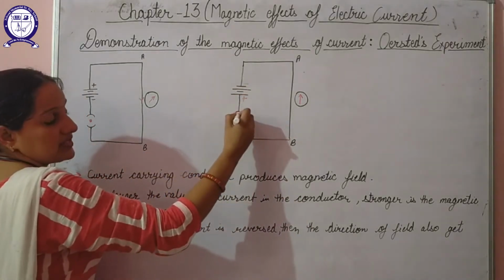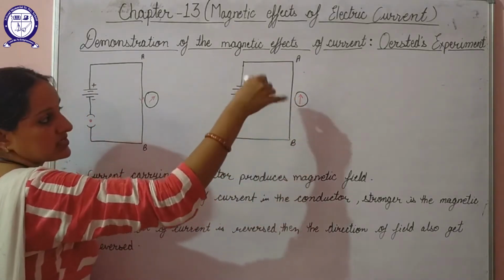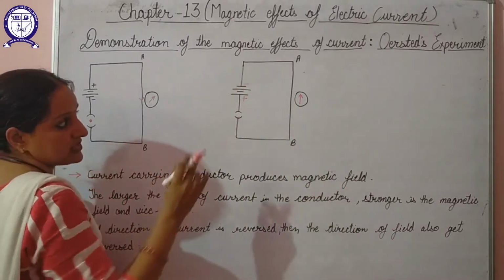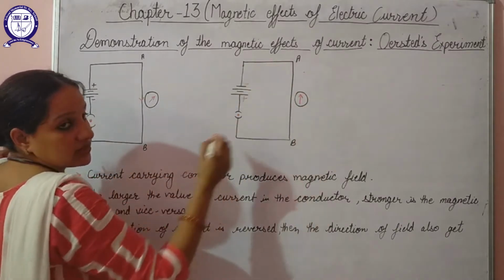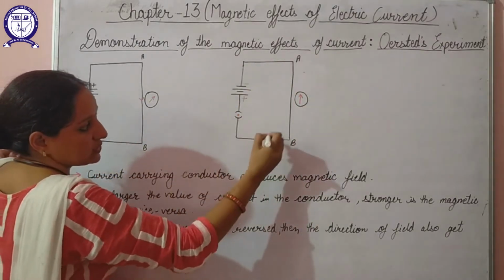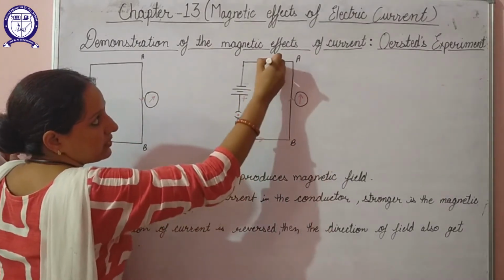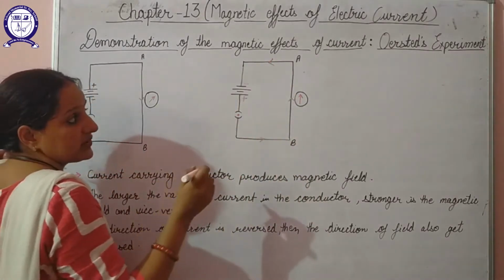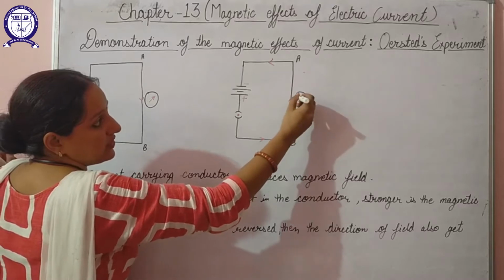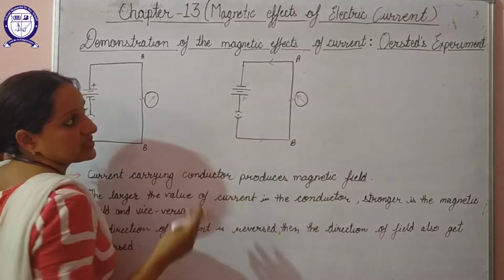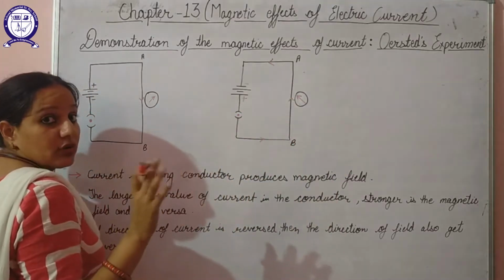Now when the key was off, again the compass was resting at the geographical north position. When the key was turned on, current starts to flow. We know that the direction of current is from the positive terminal of the battery to the negative terminal. So when the current starts to flow, some deflection in this magnetic compass was observed.